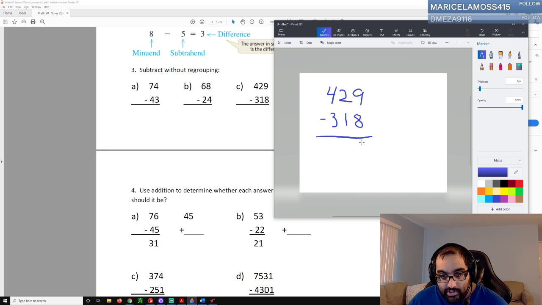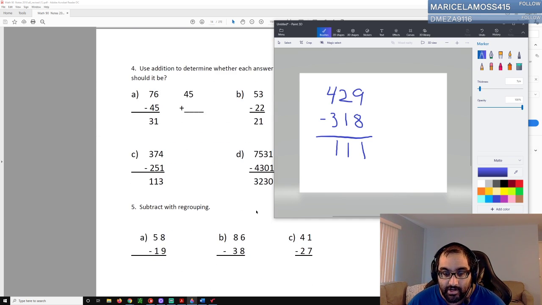I do 9 minus 8, which is 1. And 2 minus 1, which is also 1. And 4 minus 3, which is also 1. So your final answer for this one is 111. Not too hard to figure out. Again, we just line up the numbers. We can see that 9 minus 8 is 1, 2 minus 1 is 1, and 4 minus 3 is 1, and that's what we got at the end of the day. If we have an example like this, it isn't too hard. You just basically do straight up subtraction.